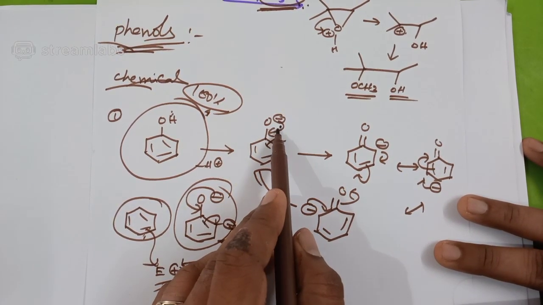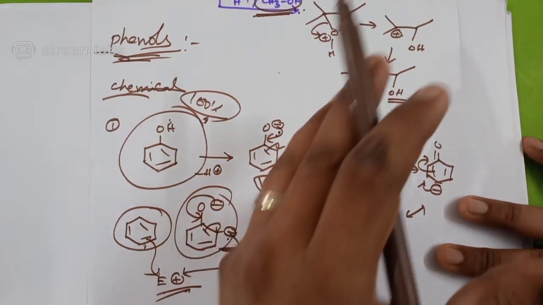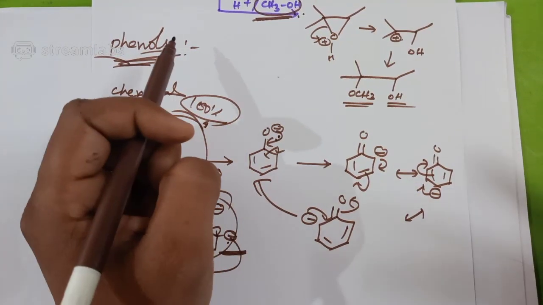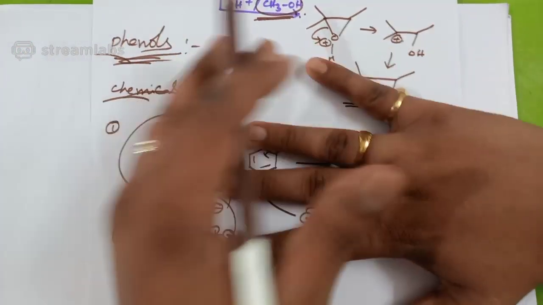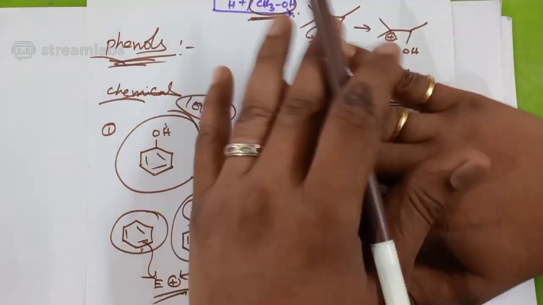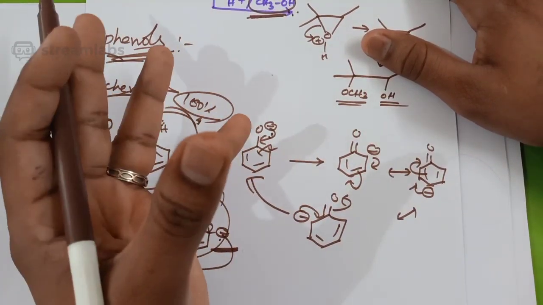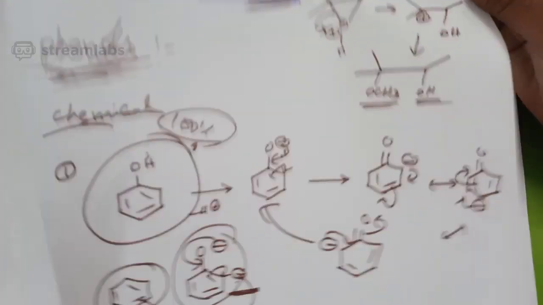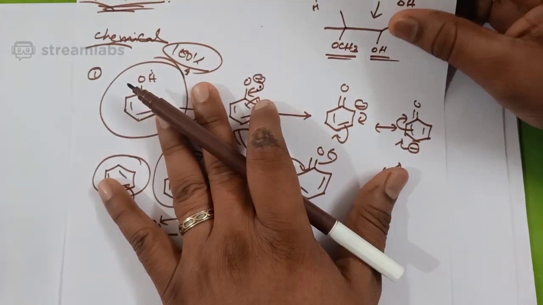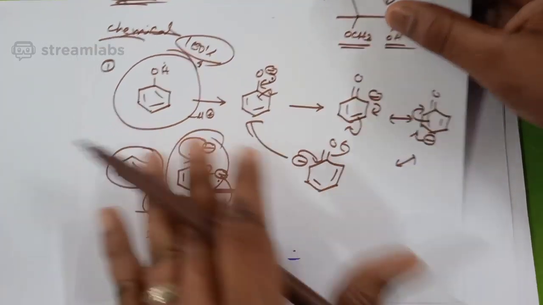Whenever the phenoxide ion is formed, the negative charge is at ortho and para, and they easily accept the electrophile. So benzene requires some reagents to create the electrophile, but phenol needs no reagents. If you directly add a reagent, it can react directly. I'll show you with an example, you will get more clarity. So the only point based on this is that phenols are more reactive than benzene. See here, I'll show you.